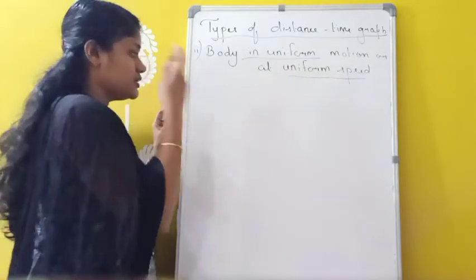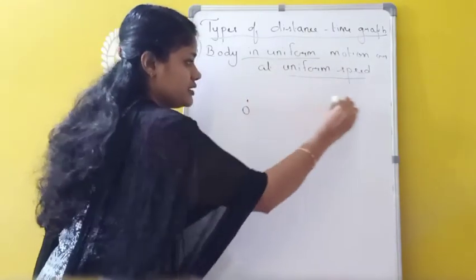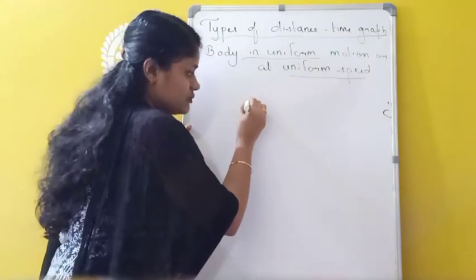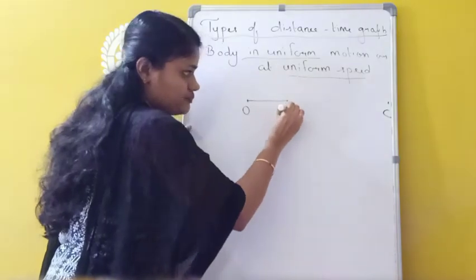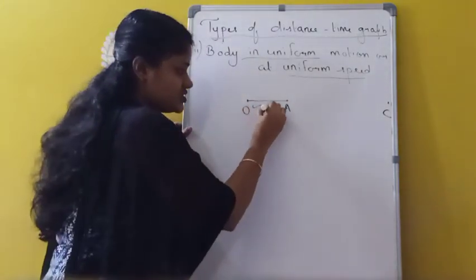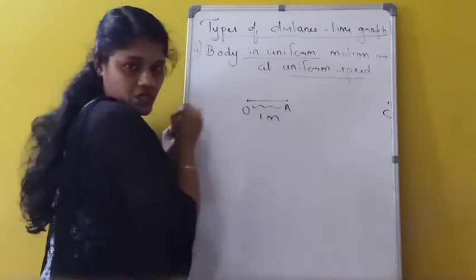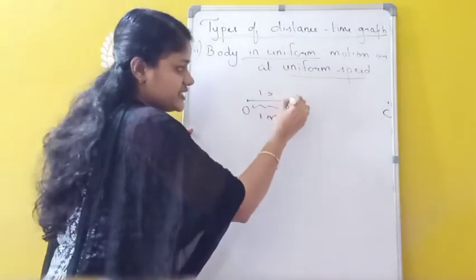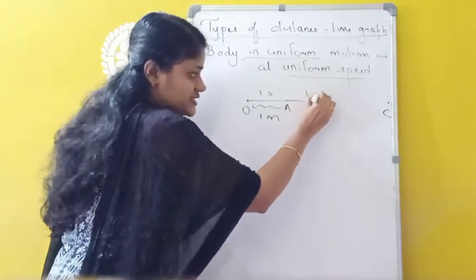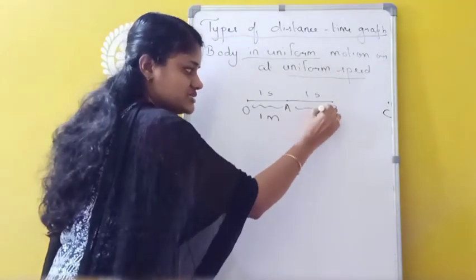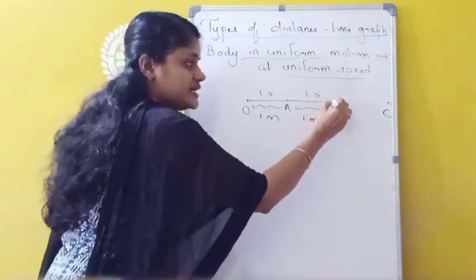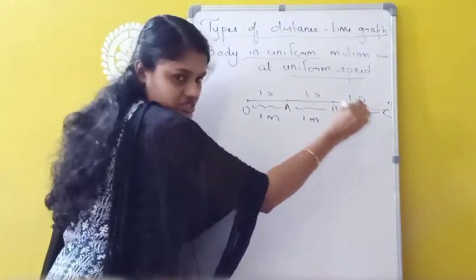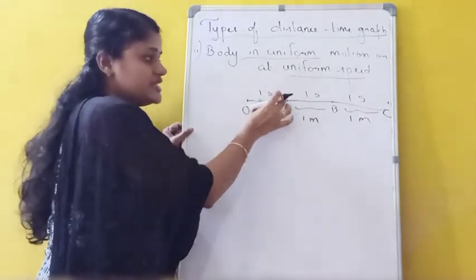That means suppose an object starts from here, and somewhere here is the final point. Take it as C. Initially it starts from O and reaches this point A. This much distance, suppose I am taking 1 meter, and this much distance is covered in 1 second. Similarly for the next 1 second, again this body covers how much distance? 1 meter. And again from B to C, the time taken is 1 second and distance covered is how much? 1 meter. That means an equal distance is covered in equal time interval.